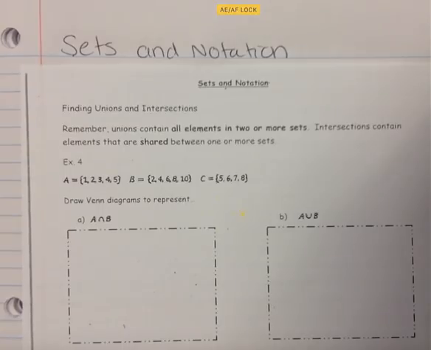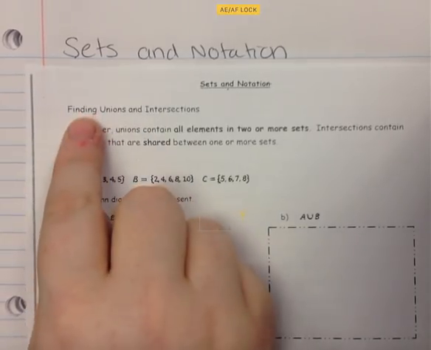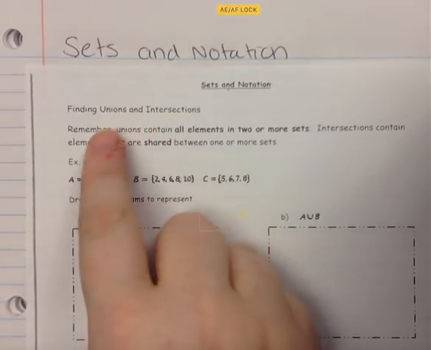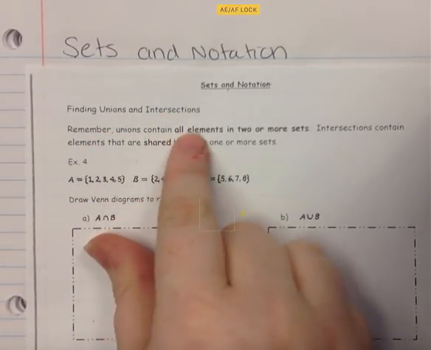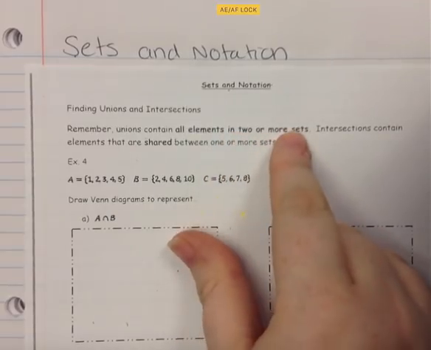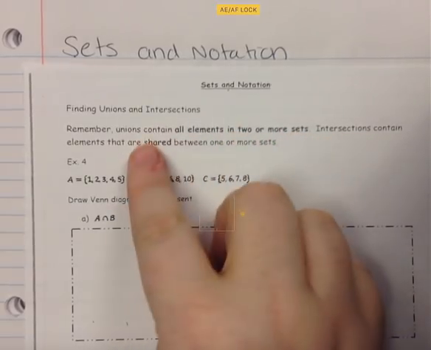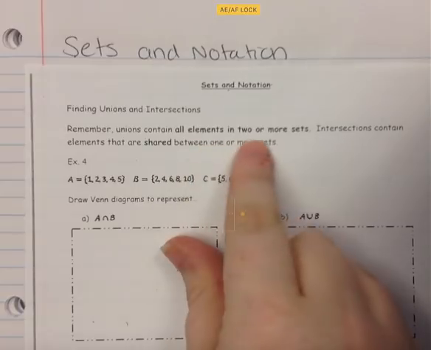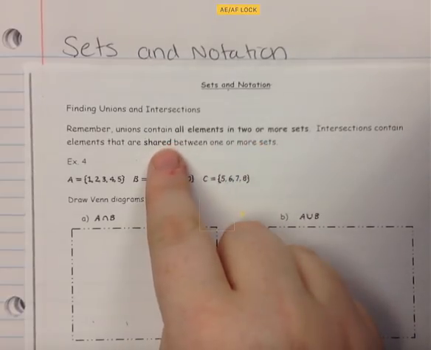This video is continuing sets and notation. We're going to be finding unions and intersections. So remember that unions contain all elements in two or more sets. Intersections contain the elements that are shared between one or more sets. This is when you're dealing with an overlap.